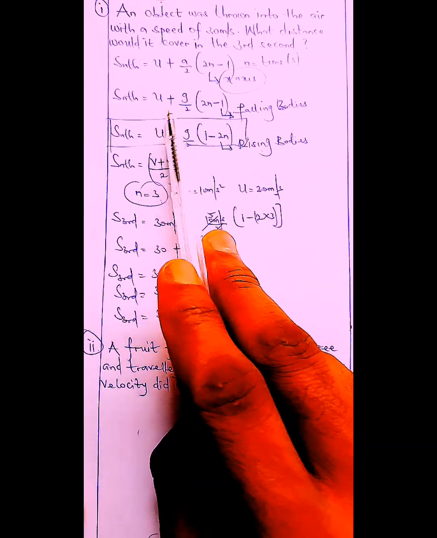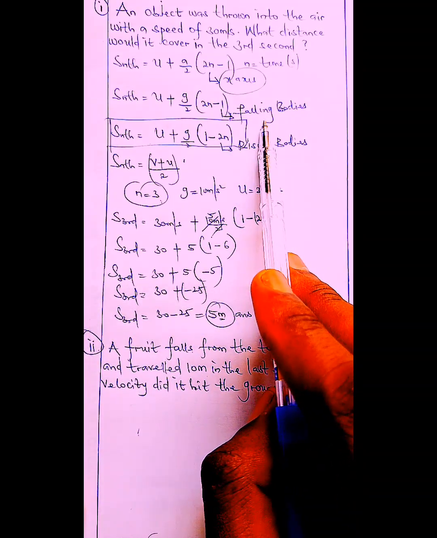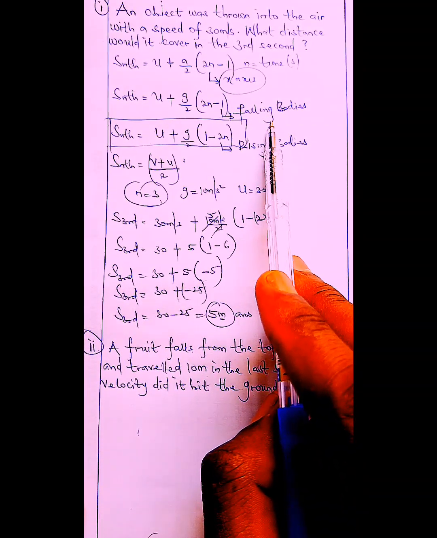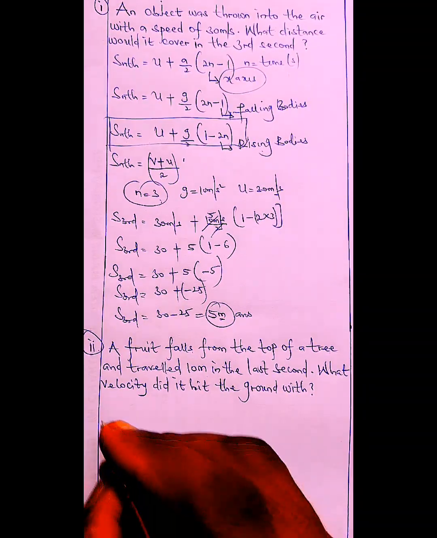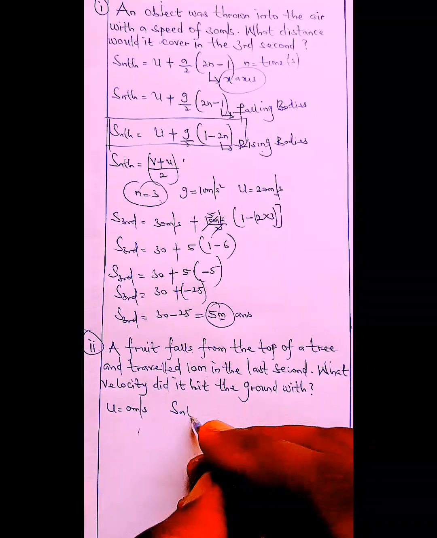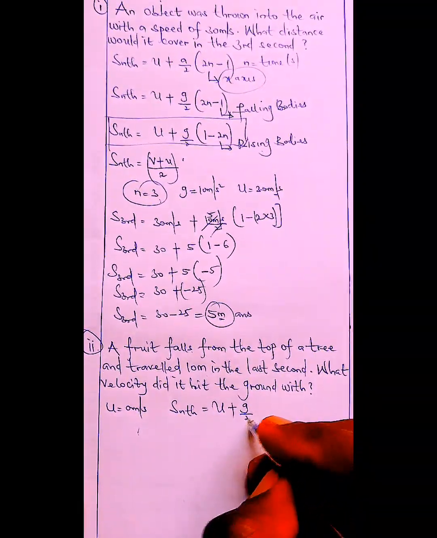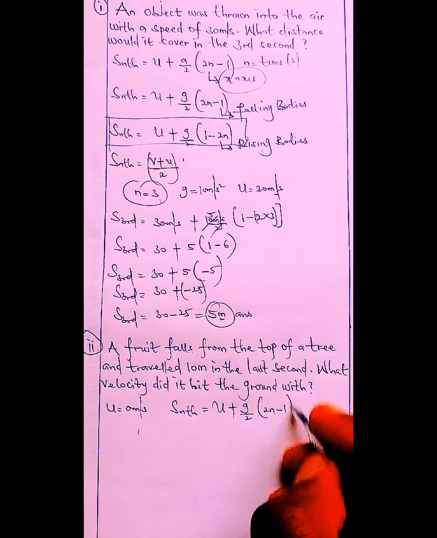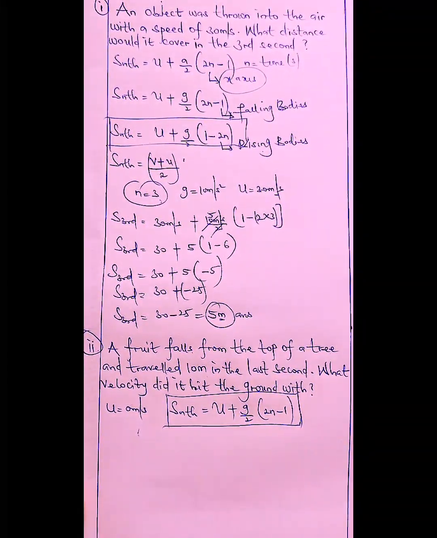That's S_nth equals U plus g over 2, open bracket 2n minus 1. This formula is the best formula for falling bodies. Initial speed is 0 meter per second. So let's write out our formula. Distance traveled by the body in the nth second is U plus g over 2, 2n minus 1. This is for falling bodies, where gravity is plus 10 meter per second squared.